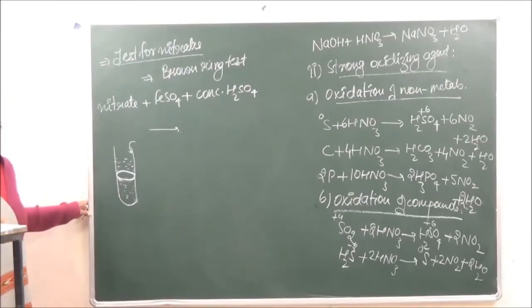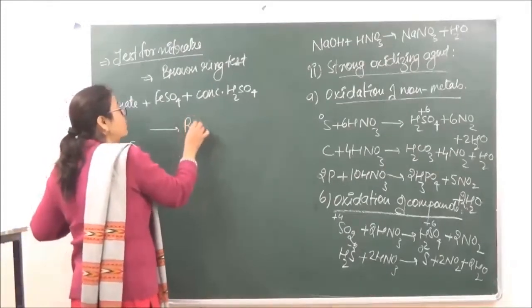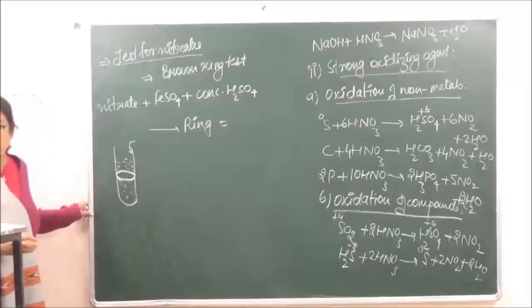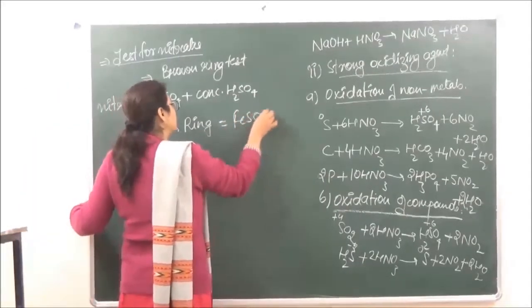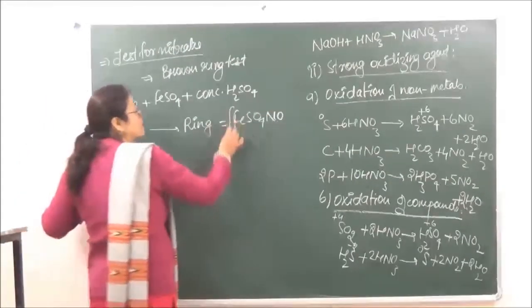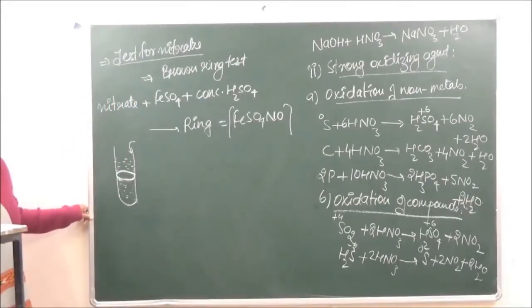ठीक है? So ये जो nitrate बनेगा, that is the ring जो बनता है, the brown ring, that is a coordinate complex of nitrosyl and ferrous sulfate. So this is the brown ring which we are going to get over here. Got it? Clear? So this is one oxidation reaction again.